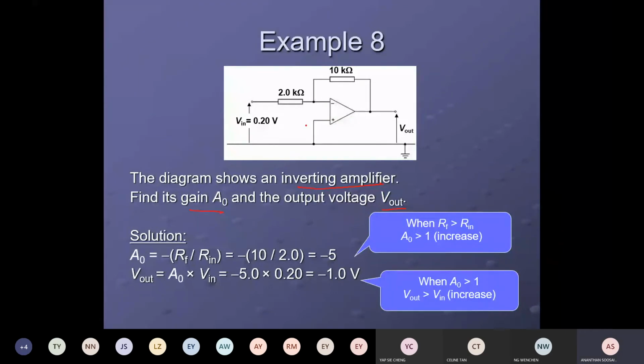Gain how much? The 10 kilo ohm is your RF, and R in is 2 kilo ohm. So negative RF over R in, 10 divided by 2, negative 5, is your gain. Output is gain times the input. Input is 0.2 volt, so you get negative 1 volt. That's the gain line.